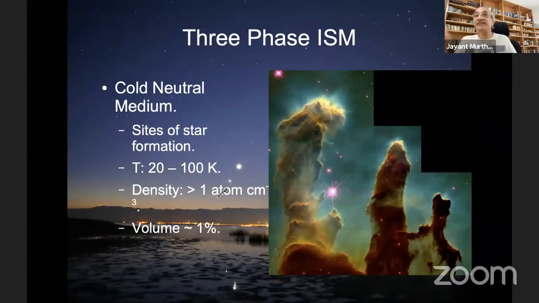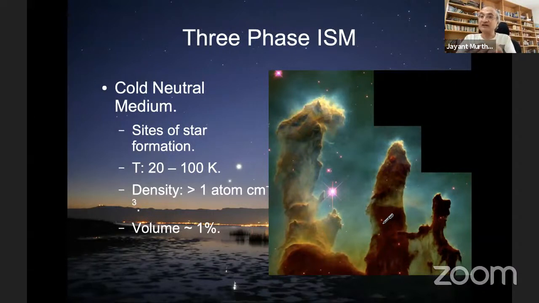Let me go 3 more slides and then I'll take some questions. What we understand now about the interstellar medium is that we can divide it into different phases. The standard model is a three-phase interstellar medium. One phase is the cold neutral medium, and that's these molecular clouds. This is the Eagle Nebula, and here is where you have the sites of star formation. And again, as we saw in the Horsehead Nebula, here's a star. It looks red. It's actually blue.